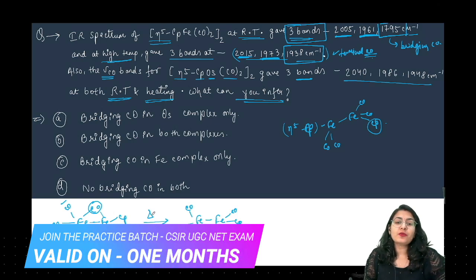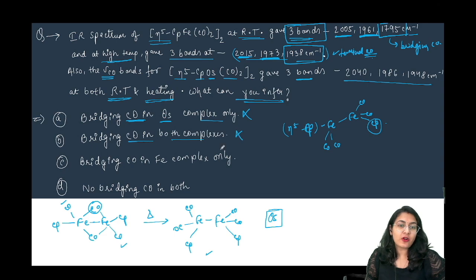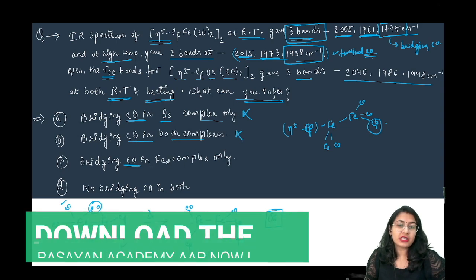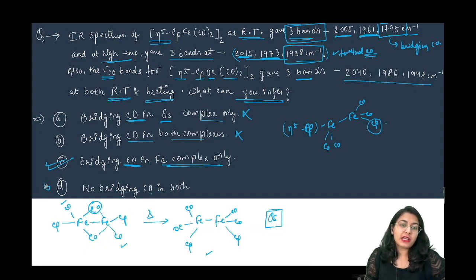Now this difference is only observed when we are checking for iron. This difference is not observed for osmium because I've already told you that when we move down the group, bridging of carbonyl with metal is difficult because the metal size increases. So bridging carbonyl in osmium complexes only, this is wrong. Bridging carbonyl in both complexes is wrong. Only the carbonyl in the iron complex is bridging. So C is the correct answer. No bridging carbonyl, again wrong. So A and B are wrong, C is correct, D is again wrong.